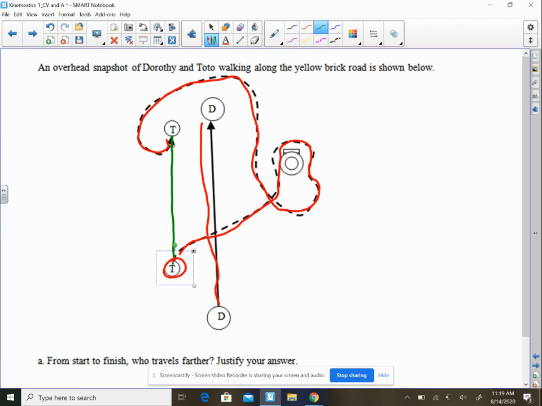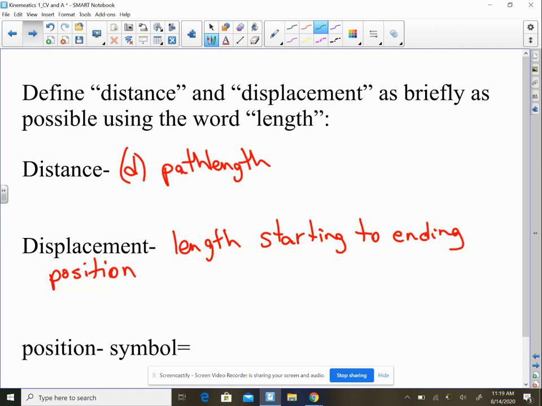So from the starting point to the ending point, compared to Dorothy, starting point to ending point, Dorothy definitely had a greater displacement. And so in terms of distance and displacement, we could put Toto over here for distance and Dorothy over here for displacement to kind of remember those two.